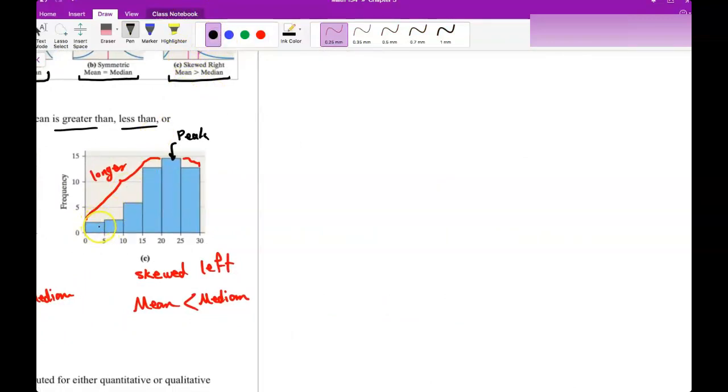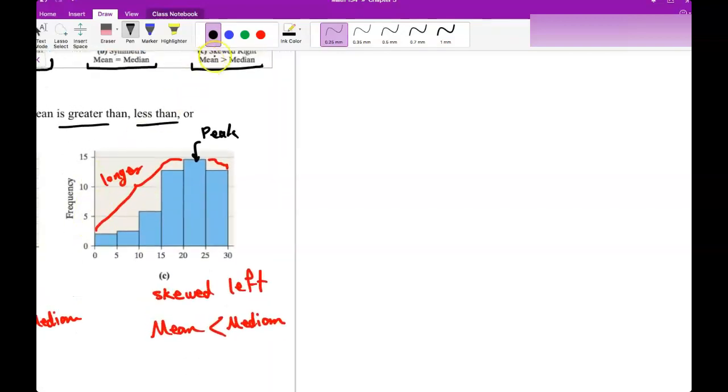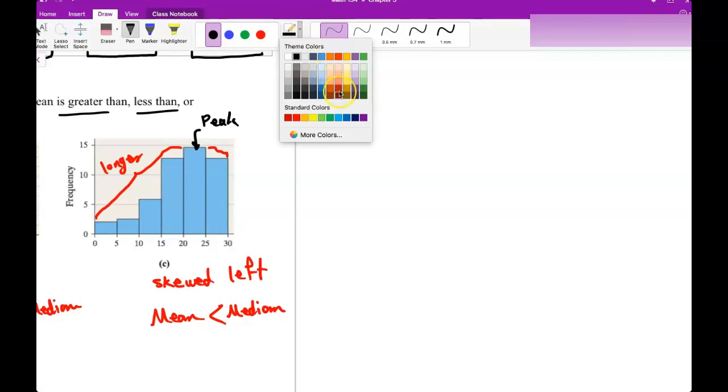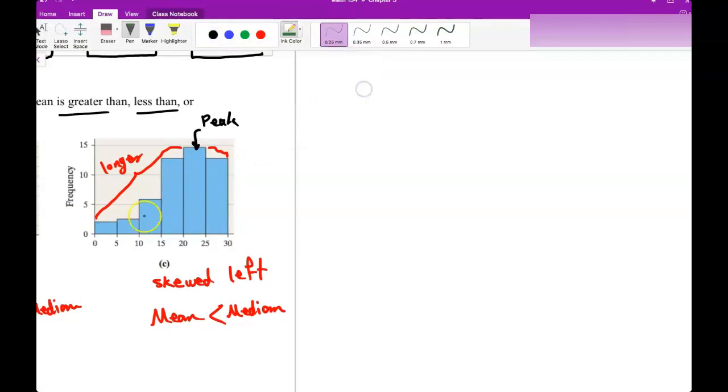First, I'm going to write what the frequency is for each one. This one here is 2. Here is 2.5. Then here is 6. This is 12.5. Here we have 14.5. And here the frequency is 12.5, the same as that one.